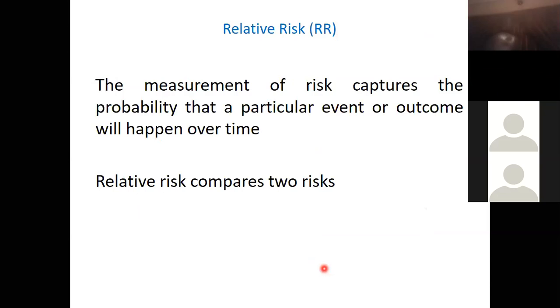Now, the measure of risk captures the probability that a particular event or outcome will happen over time. That's what risk talks about. The odds, you know what we mean, is the risk over the risk not happening. Can you see now? You are trying to calculate how much more the event will happen compared with it not happening.